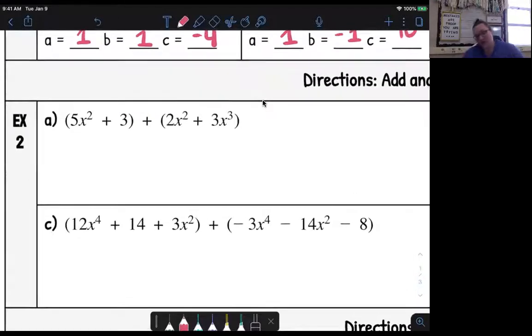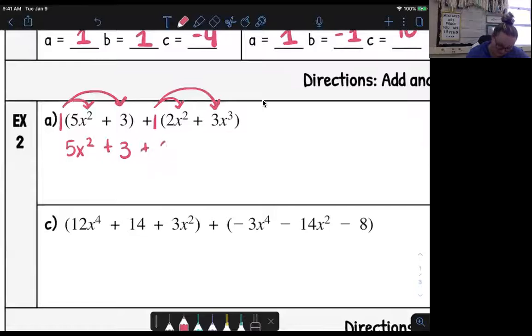So example 2, part A, for (5x squared plus 3) plus (2x squared plus 3x cubed), to be able to add these, we need to get rid of the parentheses. Well, there's technically a +1 out in front of this set of parentheses. And if I distribute that +1, I get 1 times 5x squared, or just 5x squared, 1 times 3. Then in front of this parentheses, I technically have a +1. So I distribute that +1 and I get 2x squared plus 3x cubed.